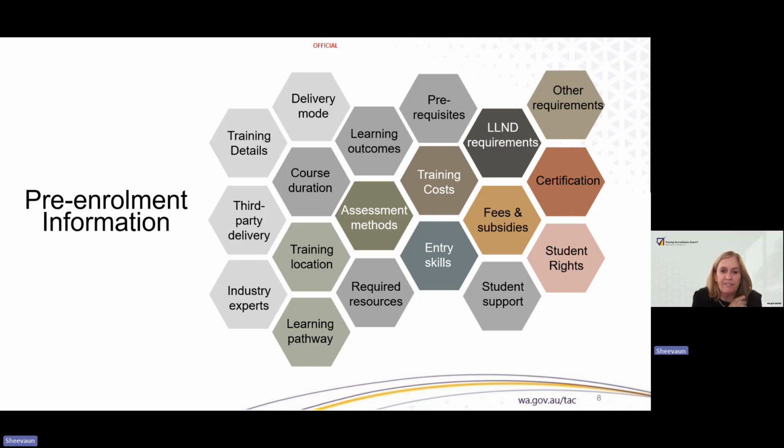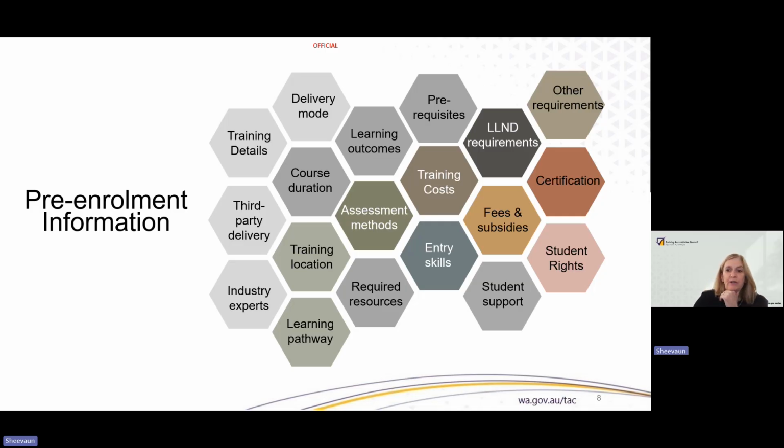So where it might not apply, for example, an enterprise-based RTO might not provide its students, because obviously they're employed with them, information on fees and subsidies. If there's no training product that you deliver that is legislated through specific regulation requirements or legislation, then again, you might not provide that information. However, there are 19 pieces of information that RTOs should think about in terms of what they provide to students.